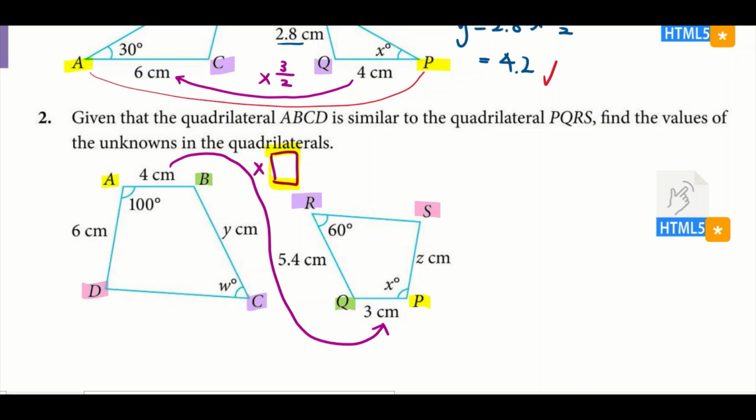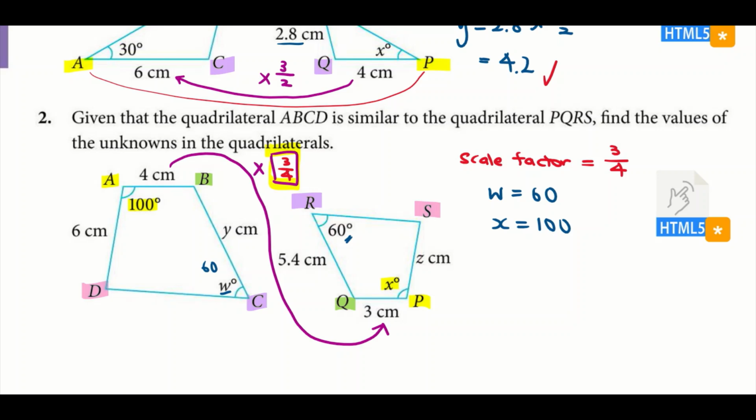Now let's go to the question. I realize that my scale factor is 3 over 4. The scale factor will help me find the lengths, but I can do the angles first, which is much easier. My angle W will correspond to the angle 60 degrees. So W equals 60. My X over here corresponds to the angle 100. Hence, my X would be 100.